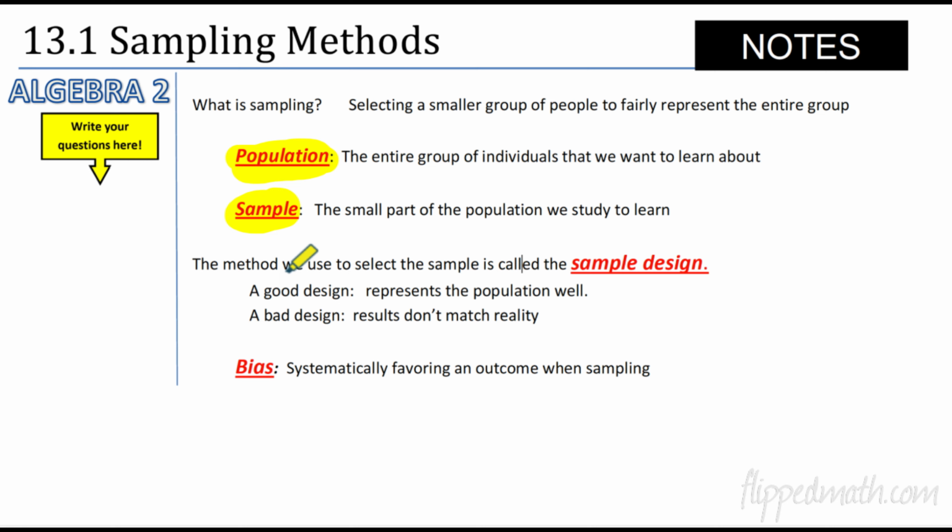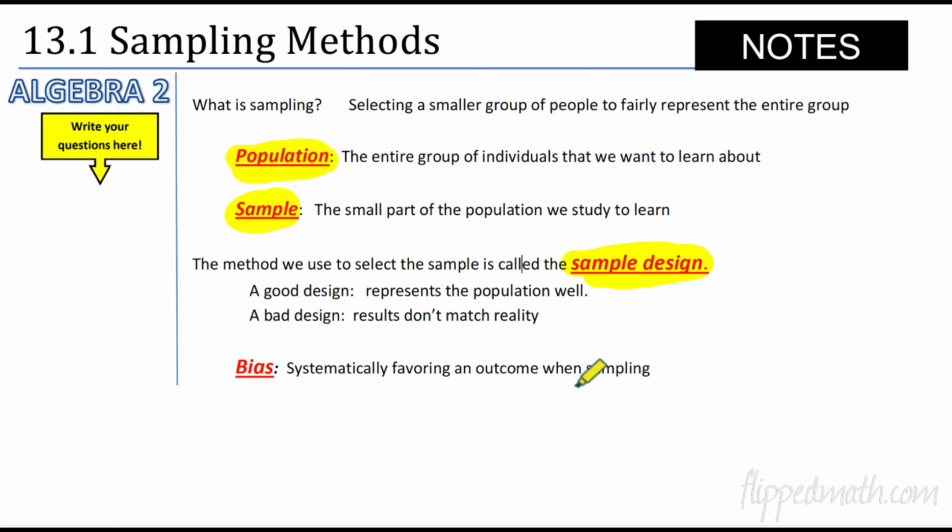Now, how we go out and collect that sample is called the sample design. There are lots of different ways we can do that. Ideally, a good design is going to represent the population well, which means that when I take my sample, my results are just like the entire population. Sometimes, if you have a bad design, the results you get don't match reality. Sometimes there's some bias involved. You've heard the word bias before, but bias is when you systematically favor some outcome when you take a sample.